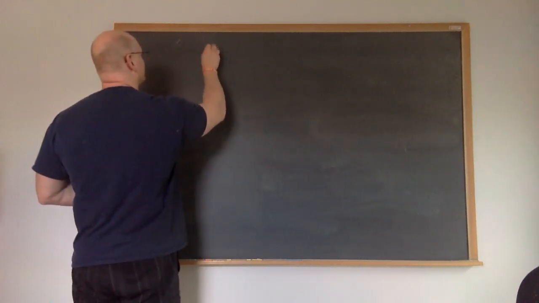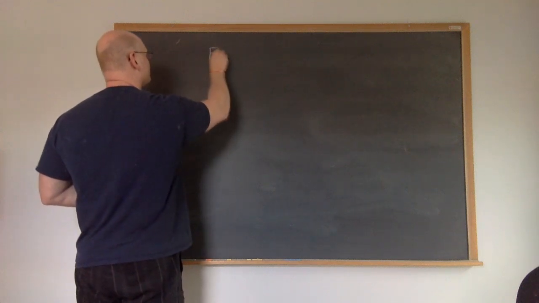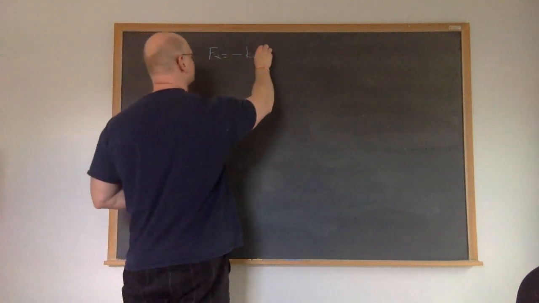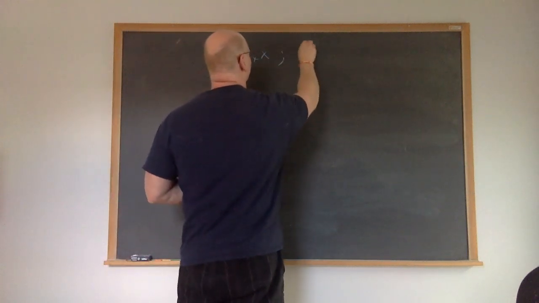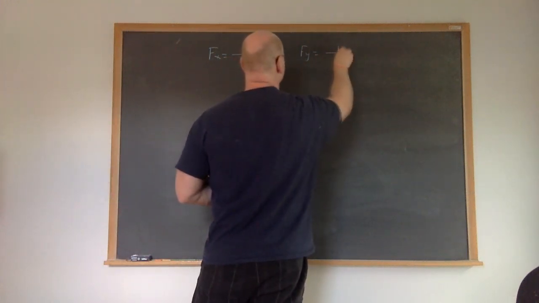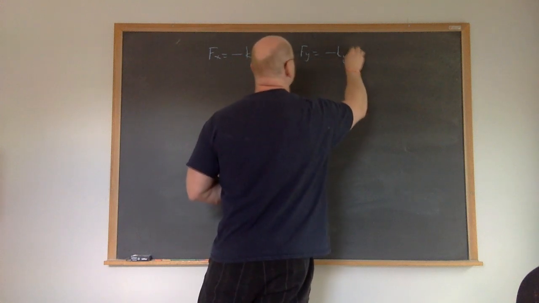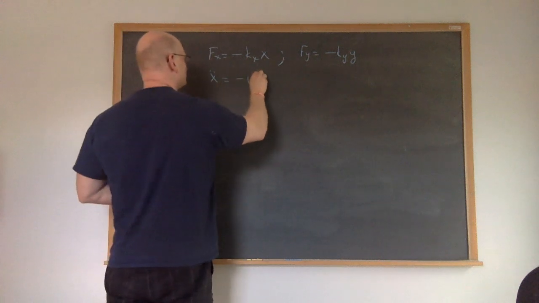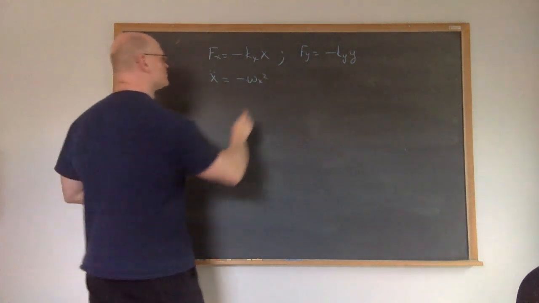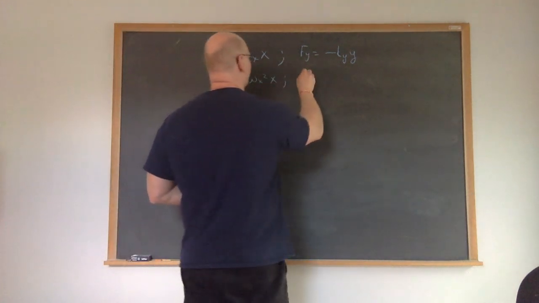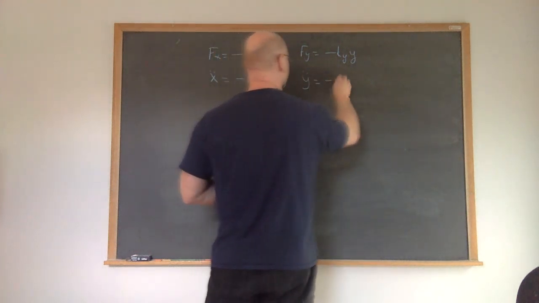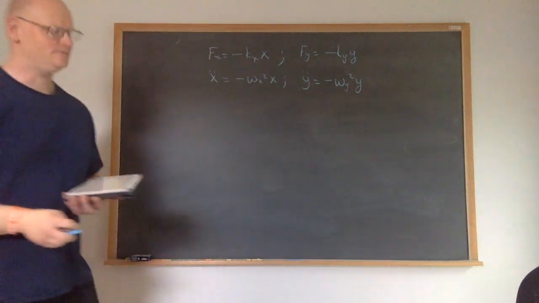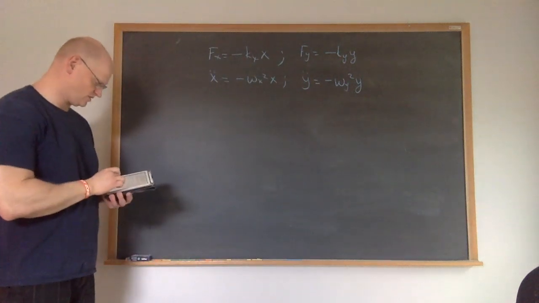So basically what will happen then is we get that Fx is going to be minus kx, which is going to be the spring constant in that particular direction, times x. And then Fy will be equal to minus ky times y, which means then that x double dot will be equal to minus the angular frequency squared in the x direction times x. And then we get y double dot is going to be equal to minus the angular frequency in the y direction squared times that position.